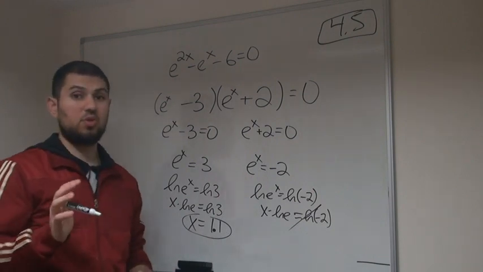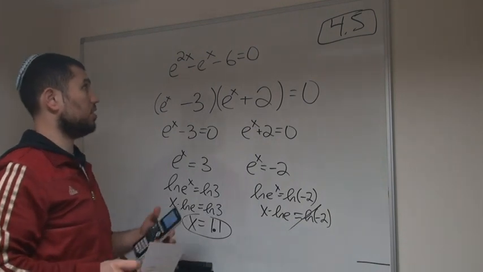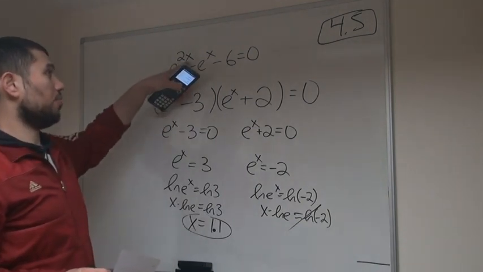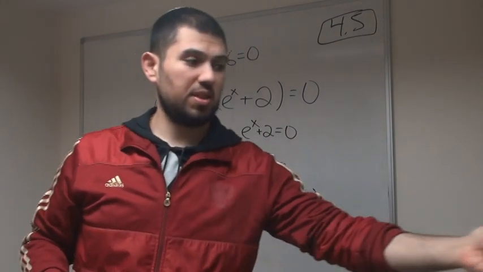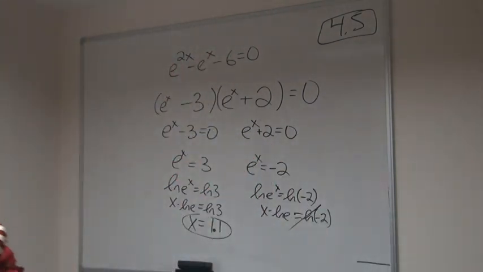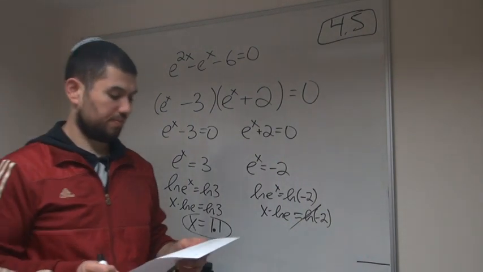Now, you could always take this answer and plug it back into the original equation. E to the 2 times 1.1 minus e to the 1.1 minus 6. Will that give me approximately 0? And it should. It should give you approximately 0.